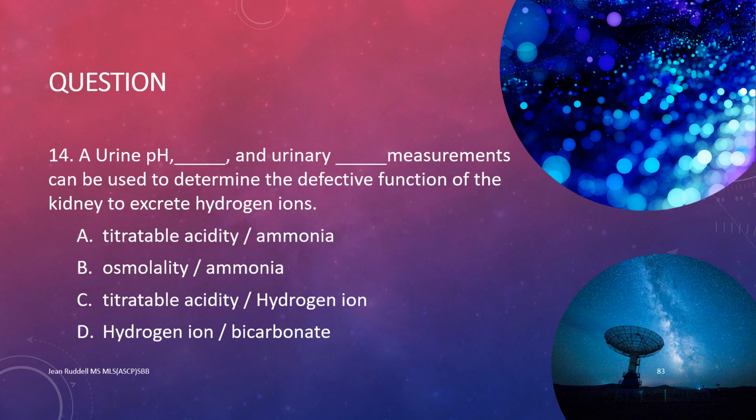Okay, question 14. A urine pH blank and a urinary blank measurement can be used to determine the defective function of the kidney to excrete hydrogen ions. A is titratable acidity and ammonia, B is osmolality and ammonia, C is titratable acidity and hydrogen ion, D is hydrogen ion and bicarbonate. The answer is A, titratable acidity and urinary ammonia.